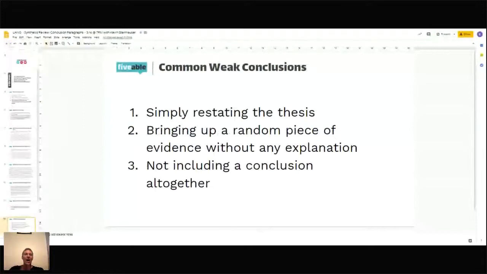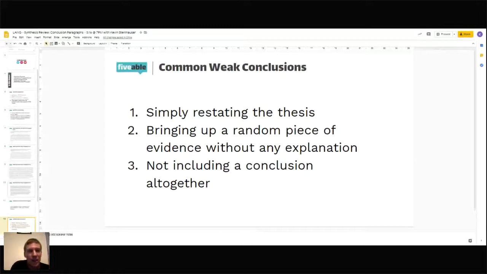Okay, 3 common weak conclusions. I'm going to estimate some numbers here. I've been an AP reader for, I don't know, 5 or 6 years now, I think. 2 of those years I read synthesis. But no matter what I've read, most students have a weak conclusion. And I'm going to be honest, and we're going to talk about the conclusion controversy here in just 1 minute. It doesn't really terribly impact their score. But I'm saying, hey, it can help round out your essay.